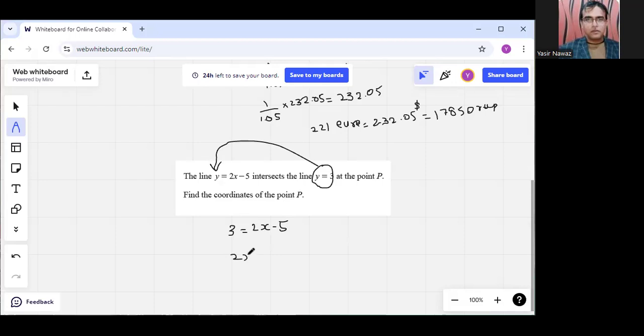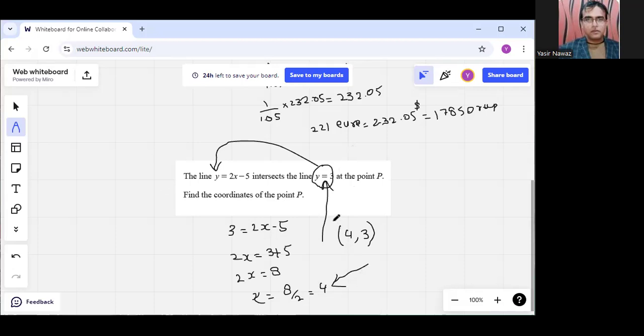So 2x is equal to 3 plus 5, and 3 plus 5 is 8. So 2x is equal to 8. Because 2 is multiplying with x, if I bring 2 to the other side, it will be in the denominator. So 8 over 2, which is 4. So x is 4 and y would be 3. So this is the point where the y coordinate is 3 and the x coordinate is obtained from the intersection. So it's 4.